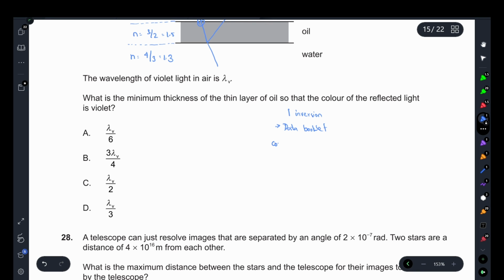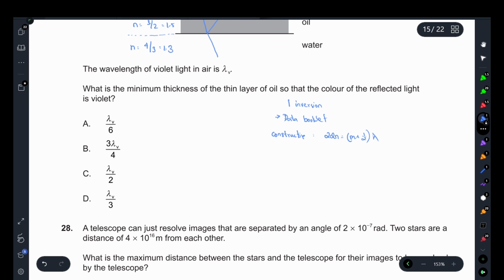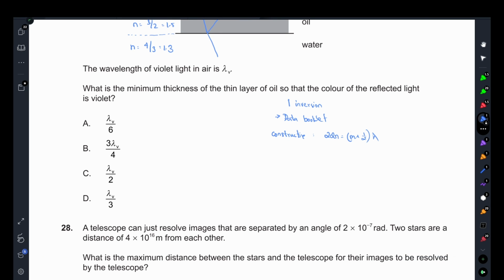If you were to have 0 or 2, you would have to swap around the data book formulas. So for constructive, the formula that is given is 2dn is equal to m plus 1 by 2 lambda.